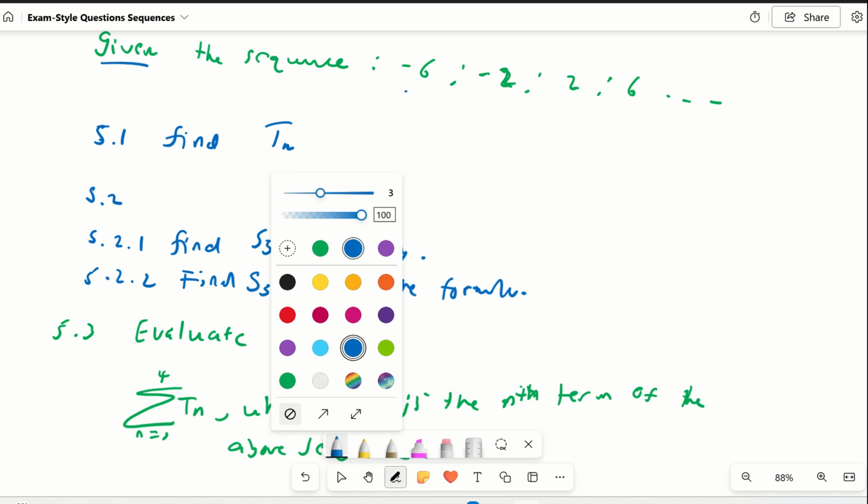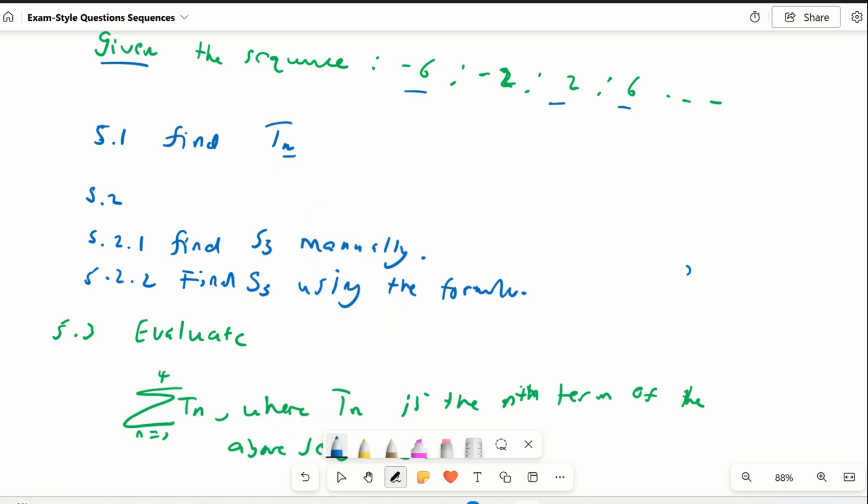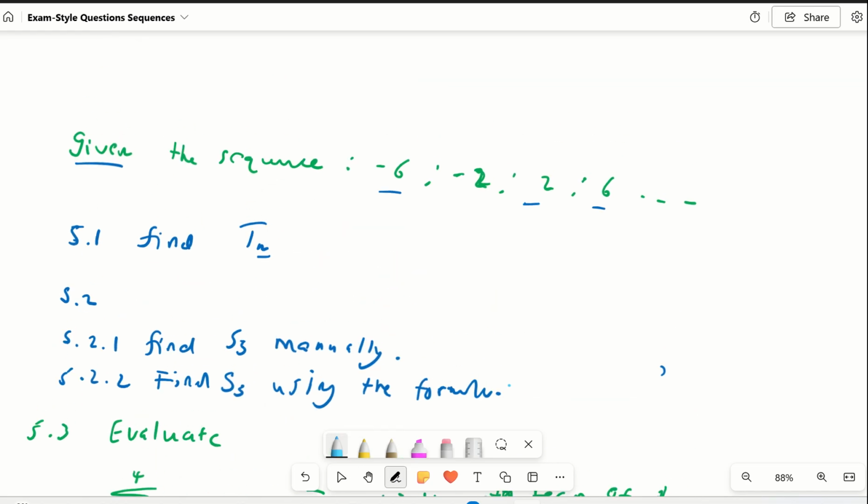Given the sequence minus 6, minus 2, 2, and 6, find Tn. So obviously the first thing you would have to do is establish the type of sequence this is. Is it an arithmetic sequence? Is it a geometric sequence? Now if you look at this closely, we see that this is an arithmetic sequence.